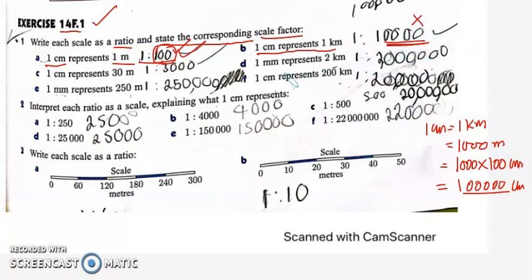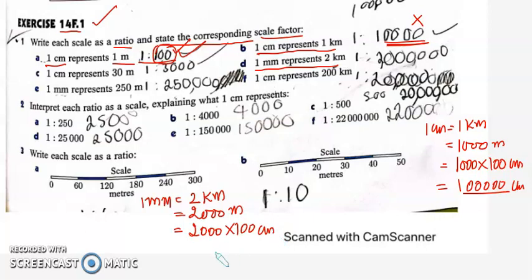You will check similarly. 1 millimeter represents 2 kilometers. I'll solve this question. 1 millimeter is equal to 2 kilometers. First you change into meters. So 2 kilometers will be 2000 meters. Now 2000 meters, you multiply by 100 and you get centimeters. 2000 into 100, that is centimeters.